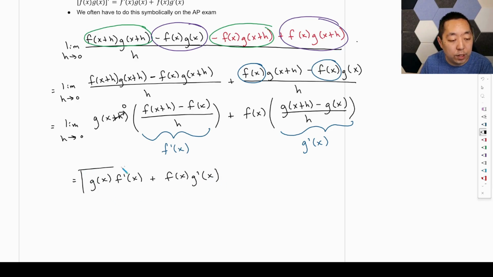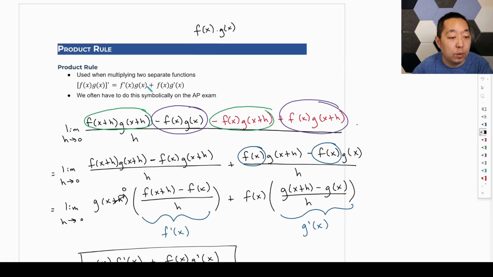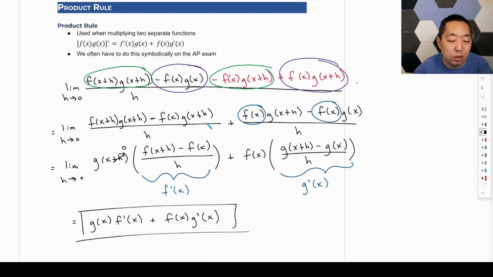Okay, so this is the derivation here, and this is what I wrote up here. This is our formula. Now, you don't need to derive it. You just need to know that you're going to do f prime of x times g of x plus f of x times g prime of x. You don't do the derivative of them separately.